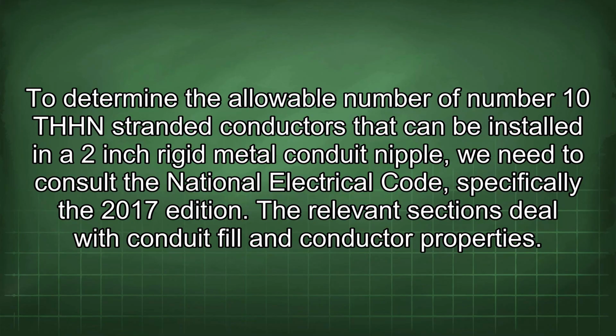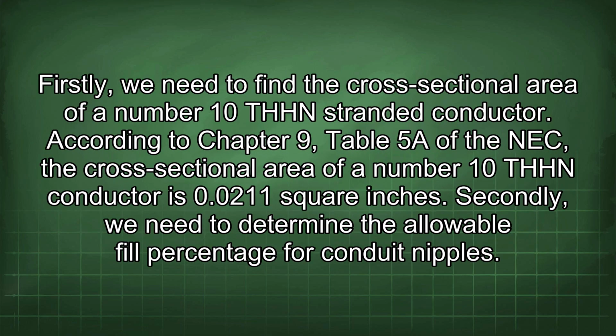To determine the allowable number of number 10 THHN stranded conductors that can be installed in a 2-inch rigid metal conduit nipple, we need to consult the National Electrical Code, specifically the 2017 edition. The relevant sections deal with conduit fill and conductor properties. Firstly, we need to find the cross-sectional area of a number 10 THHN stranded conductor.